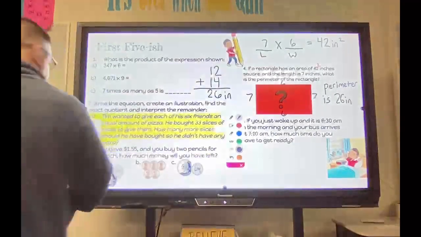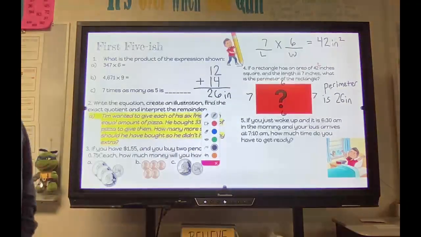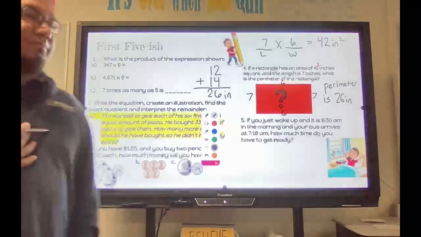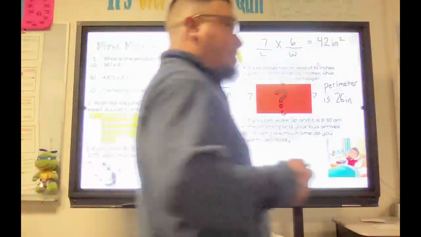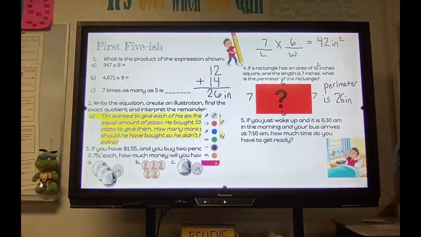The last one. If you just woke up and it's 6:30, the bus comes at 7:10, how much time do you have to get ready? It's a long time. Okay. So remember, time, once we get to 60, it starts all over. So if it's 6:30, we can count by tens. We can go 6:30, then 6:40, then 6:50. Then we can say, okay, now it's 7.